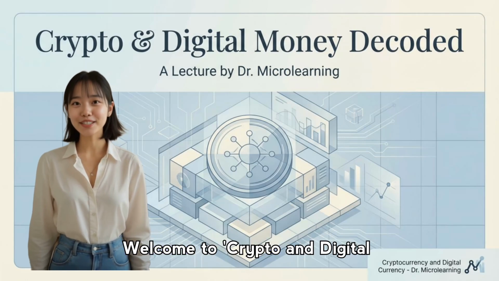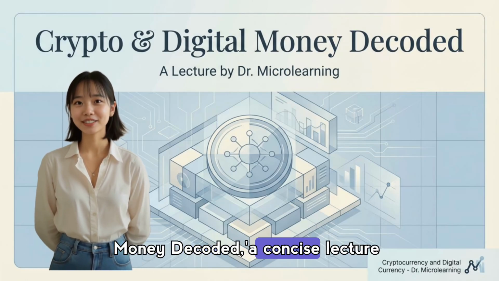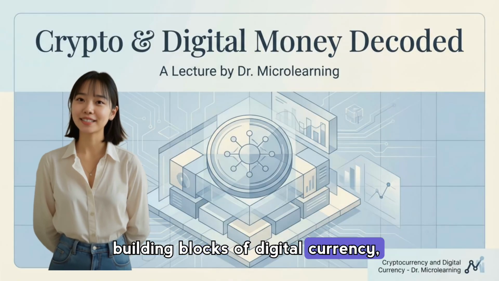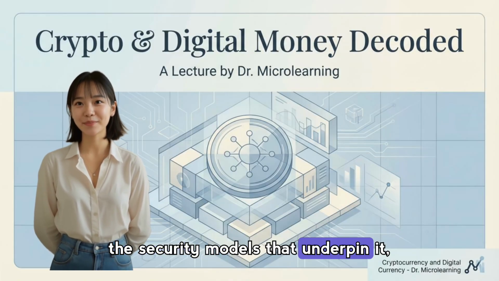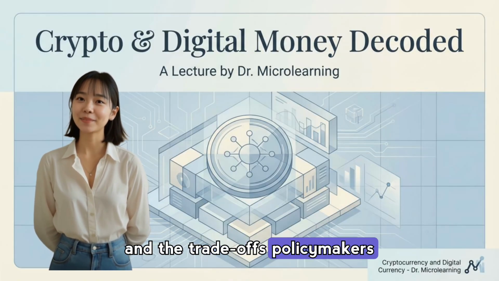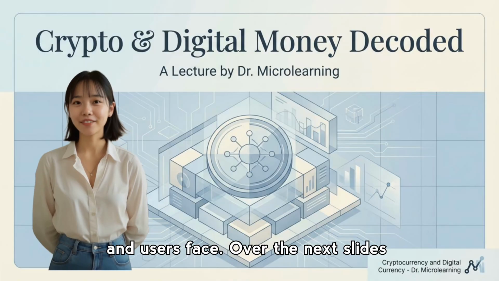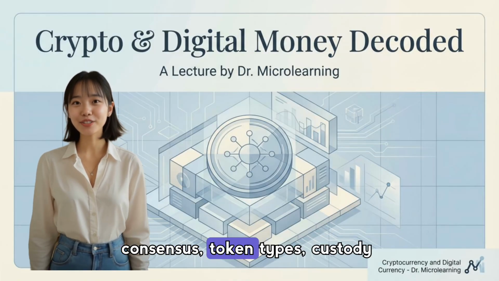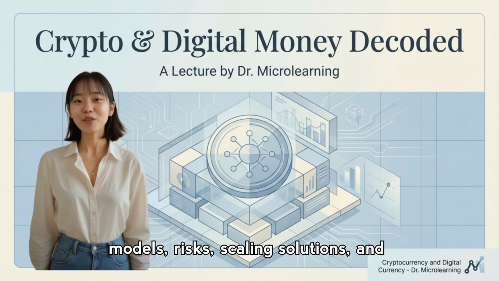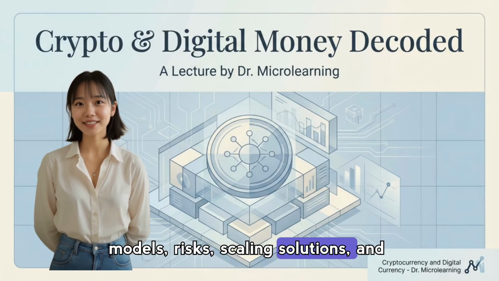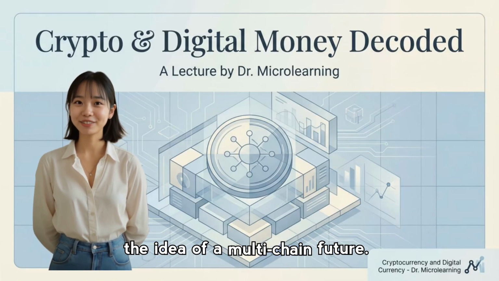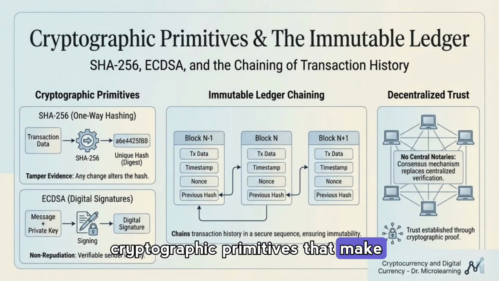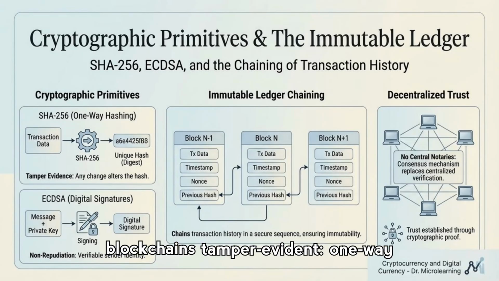Welcome to Crypto and Digital Money Decoded, a concise lecture that will walk you through the core building blocks of digital currency, the security models that underpin it, and the trade-offs policymakers and users face. Over the next slides, we'll unpack cryptography, consensus, token types, custody models, risks, scaling solutions, and the idea of a multi-chain future. This slide summarizes the cryptographic primitives that make blockchains tamper-evident.